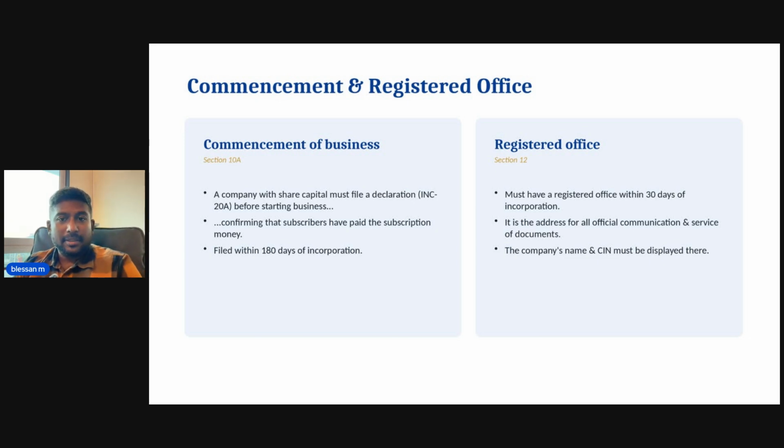And every company must have a registered office. The registered office address must be given within 30 days of incorporation, and it is used for official communication and service of documents. And the registered office must have the company's name and CIN properly displayed there.